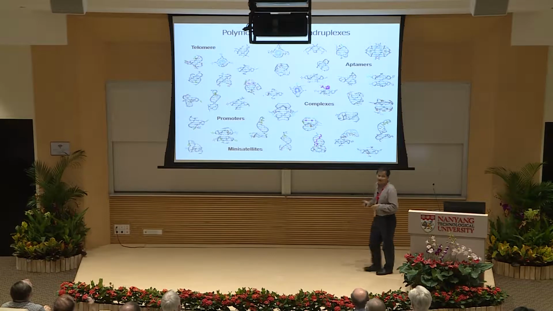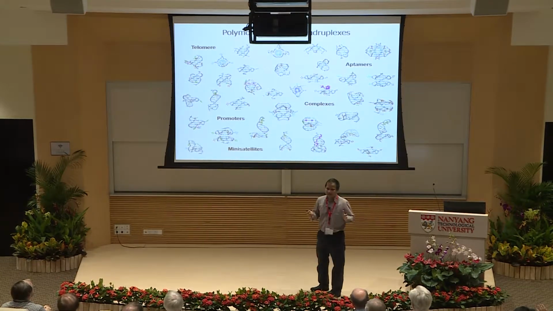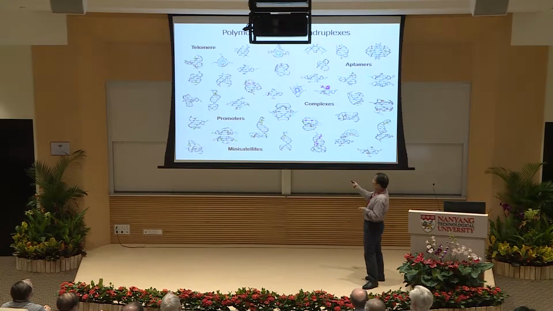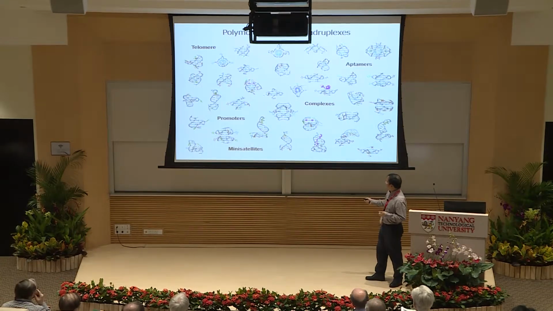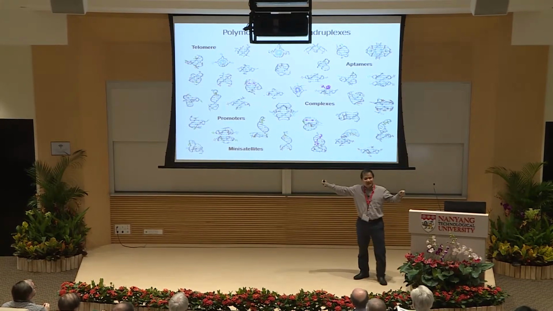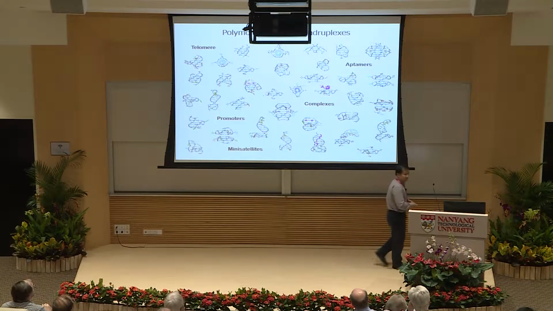This is some of the structures from our group. You can see a zoo of different possible structures formed by just a piece of DNA from different places in the human genome, the telomere, the promoters, or some artificial DNA. It could be a single strand of DNA folding back and forth into a structure. It could be an assembly of two or more molecules together.